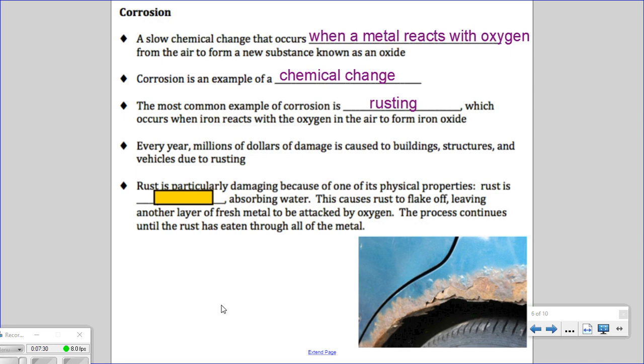Rust is particularly damaging because one of its physical properties, rust is porous, absorbing water. This causes the rust to flake off, leaving another layer of fresh metal to be attacked by oxygen. The process continues until the rust has eaten through all of the metal. So, because our cars are made out of steel, for example, or made out of iron, which is commonly steel, that iron can react with oxygen in the air to form that rust. So there are things that we try to do to limit the amount of rust or to slow the progression of rust.